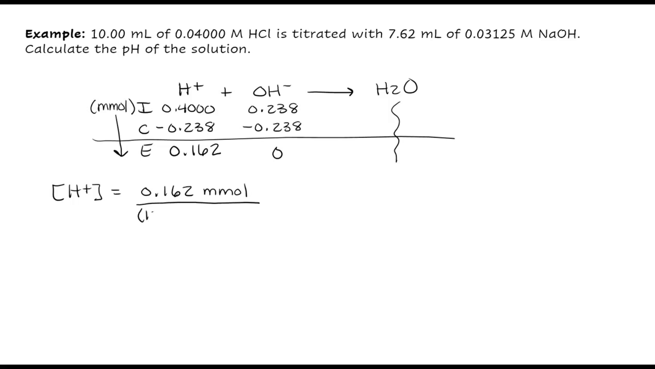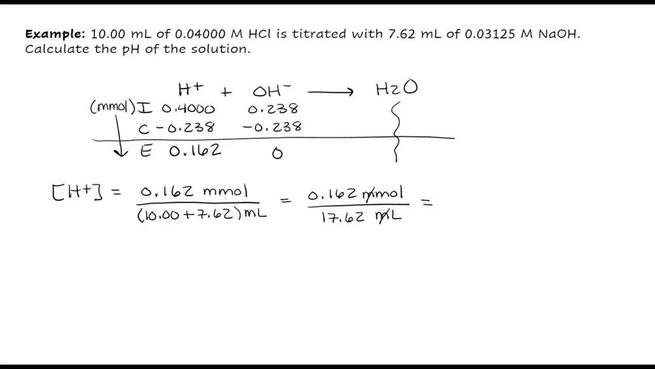And our total volume comes from the 10 milliliters of acid plus the 7.62 milliliters of base. Be careful with the significant figures with the volume addition. Notice that they both have 2 decimal places, so that means that our total volume will also have 2 decimal places. I'll just rewrite this, 0.162 millimoles divided by 17.62 milliliters.